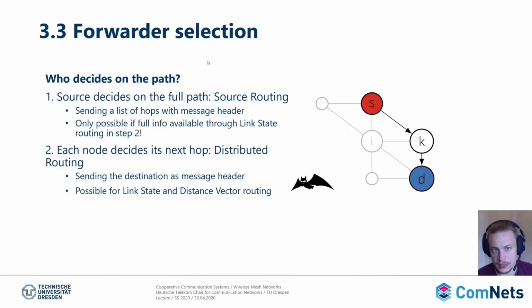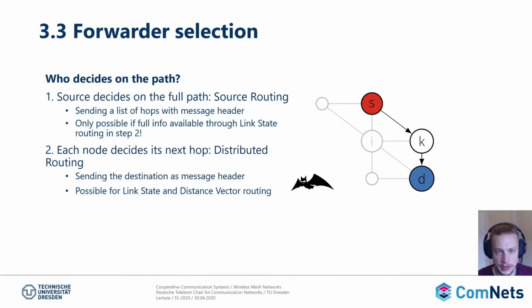Obviously this is only possible if a link state routing algorithm has been applied before, because otherwise the source would just not know where to send it to after the first node. This has the advantage that it requires less intelligent relays, or less active relays also.